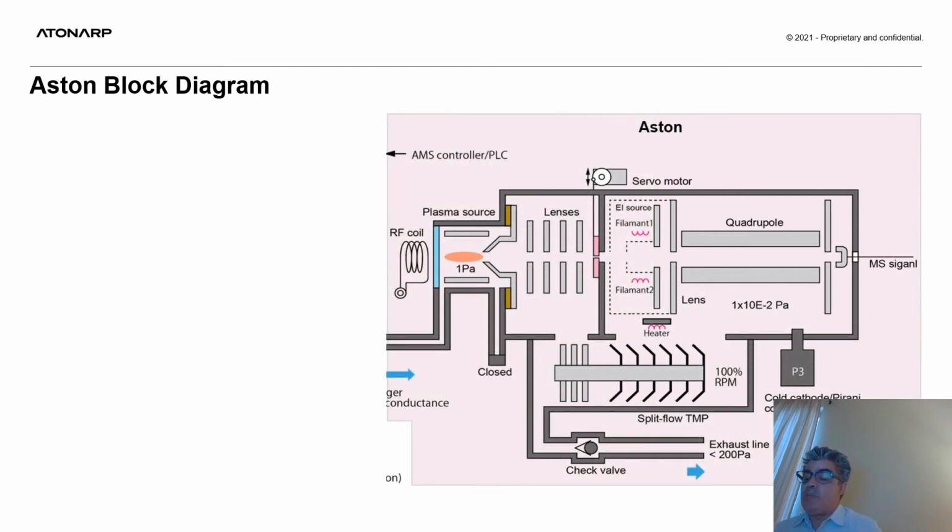The next slide shows a block diagram of the ionization and analytical stages of ASTON. The vacuum chamber is pumped by a dual inlet or split flow turbomolecular pump, one inlet for electron impact ionization and one inlet for plasma mode. The inlet flows are 1 and 10 SCCM respectively. The microplasma chamber, powered by an external RF coil, is followed by a network of electrostatic lenses and an energy filter to focus the ion beam and reduce its energy distribution.